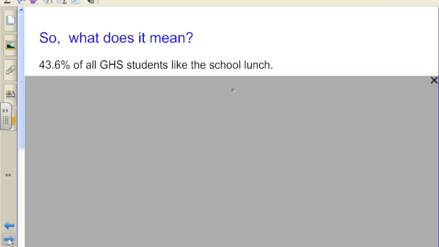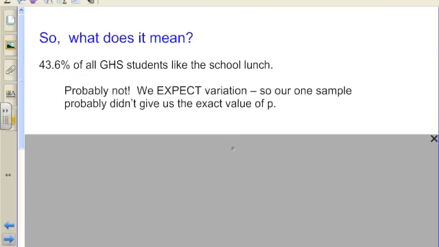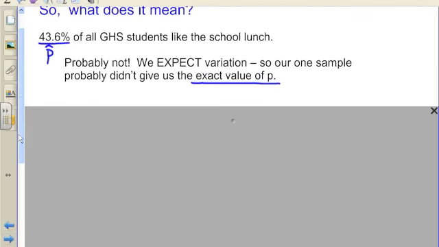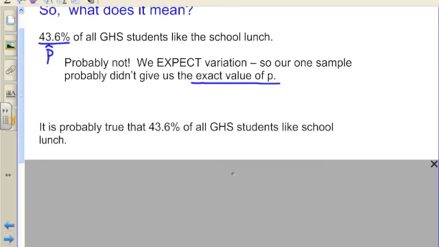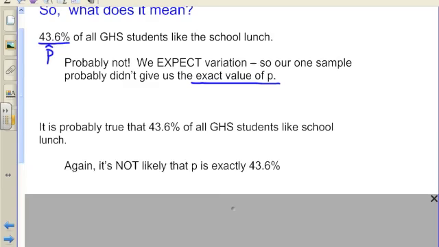Well, does it mean that 43.6% of all Granger students like school lunch? No, we said that. We expect variation when we sample. This was our p hat, and it's probably wrong. It probably didn't give us the exact value of p, the true proportion. Okay, so maybe it means this. It is probably true that 43.6% of Granger High School students like the school lunch. Again, it's probably not true. It's just really unlikely that we nailed it right on in our one sample.